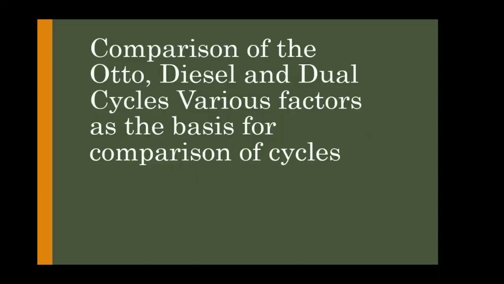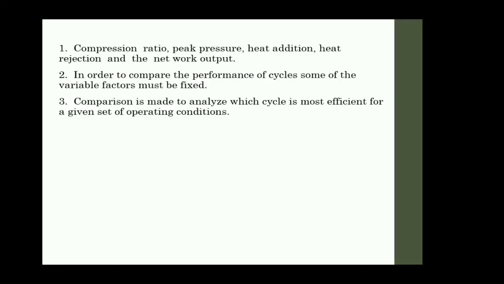In a similar fashion, when we have to compare Otto and diesel cycles, we need certain parameters to compare them. One of the most important variables is the compression ratio. Then the peak pressure, that is the maximum pressure, heat addition, heat rejection, and the net work output, as you can see in the slide. So in order to compare the performance of these cycles, some of the variable factors must be fixed. Comparison is made to analyze which cycle is most efficient for a given set of operating conditions.